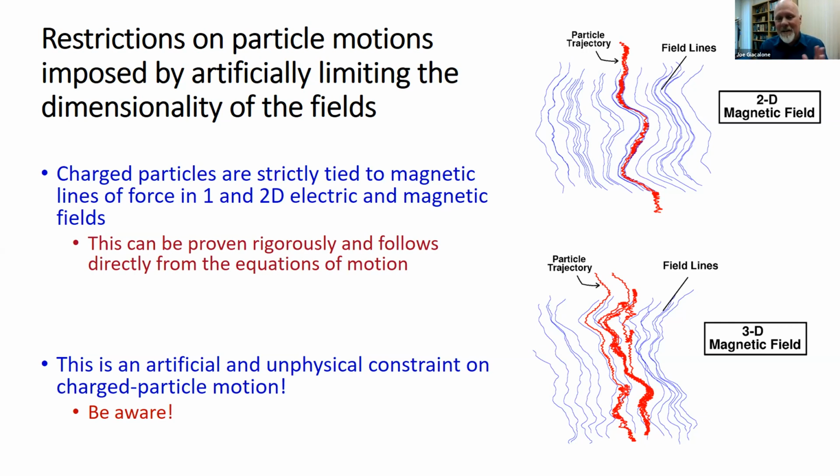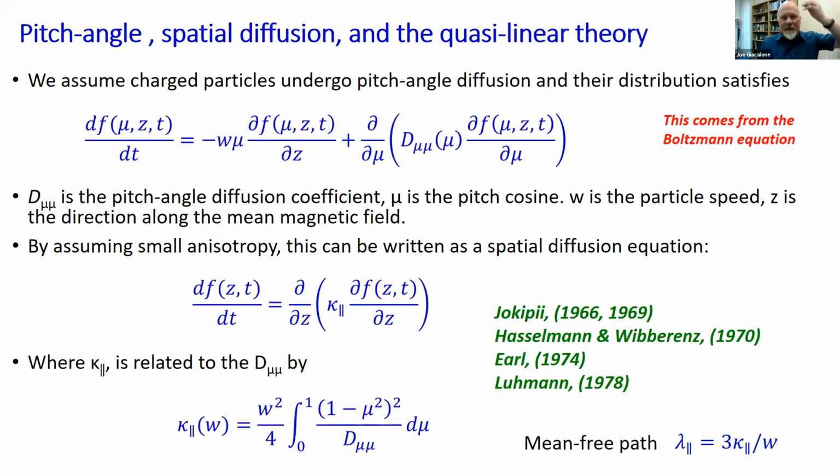Okay, so that's not what happens in space. So you have to be a little bit careful and know your model very well. So I think what I'm going to do at this point is, the rest of this is actually going from the single orbit theory to the Parker equation.